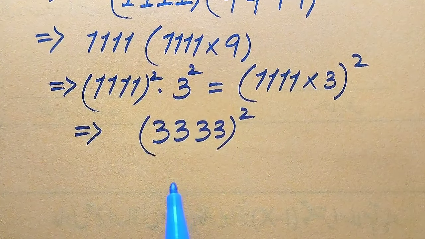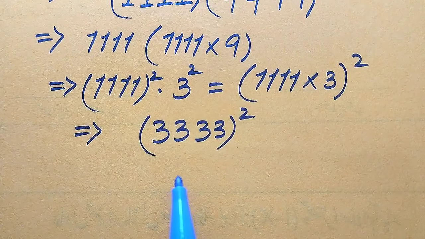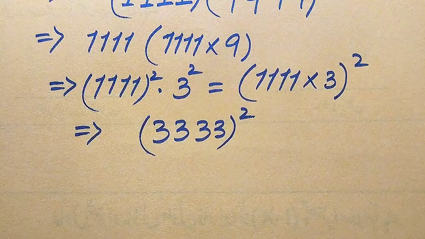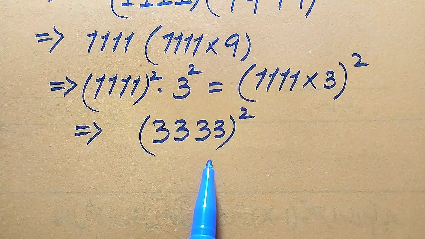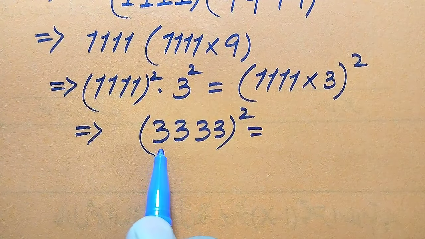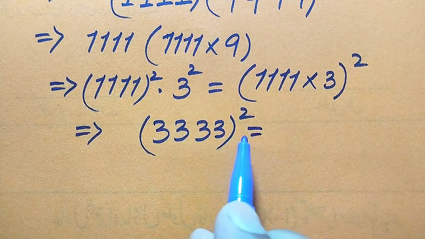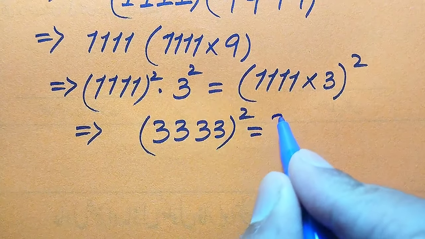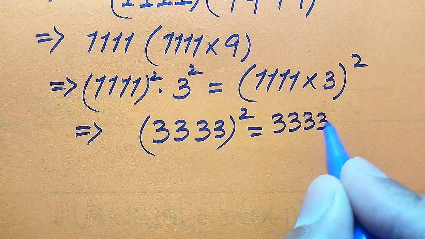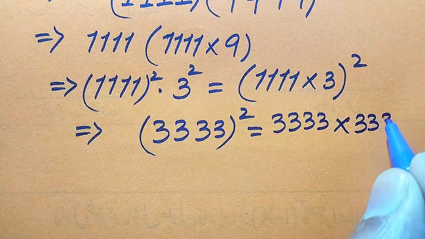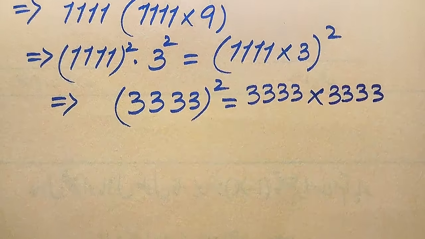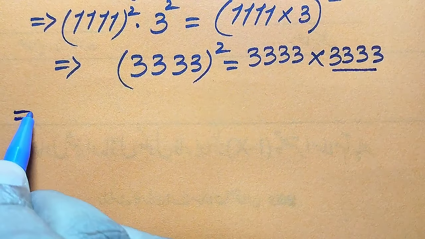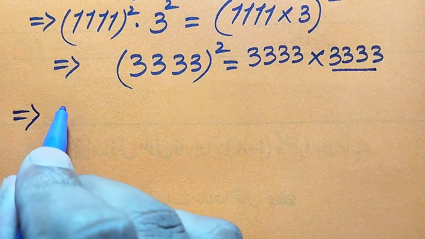Further in the next step we need to take the square of this very big number. Calculator is not allowed, so I can give you a nice technique in which you can easily find the square of this value. The meaning of 3333 square is that we multiply this number with itself, so we write this value as 3333 multiplied by 3333. In the next step we focus on this second value and break it down.